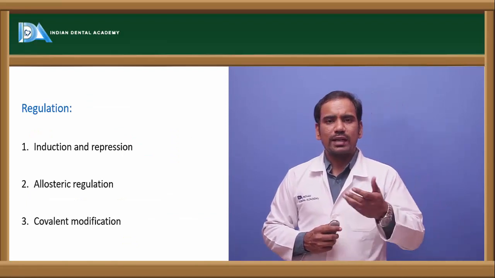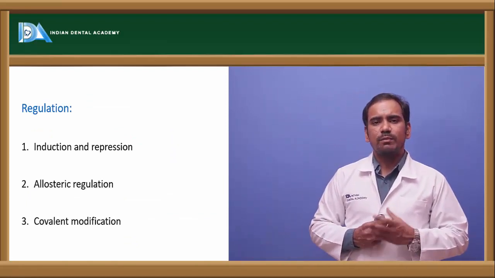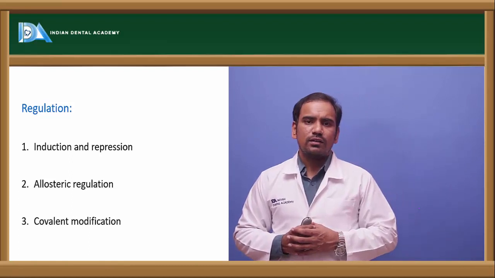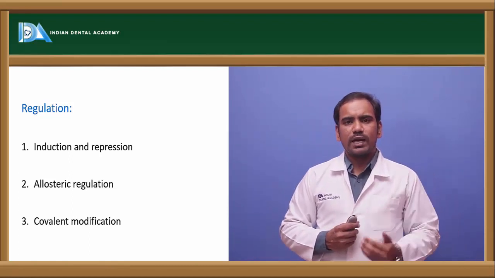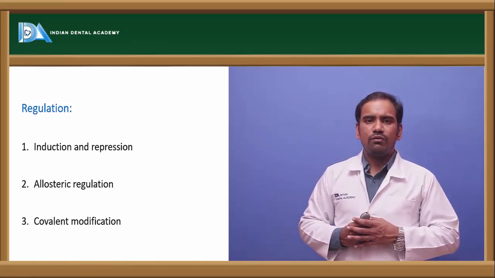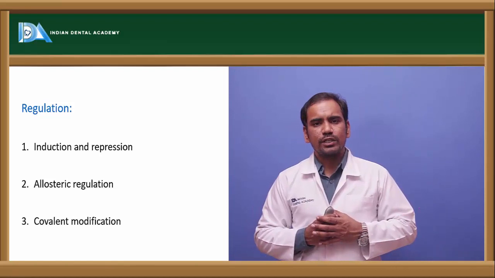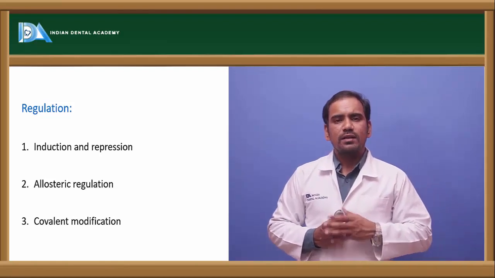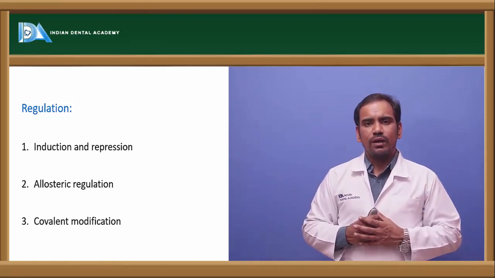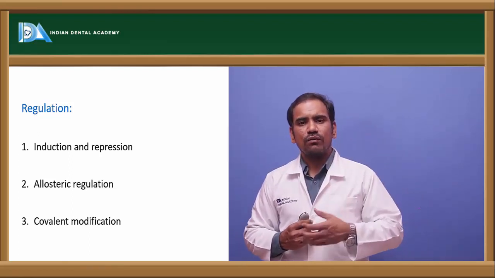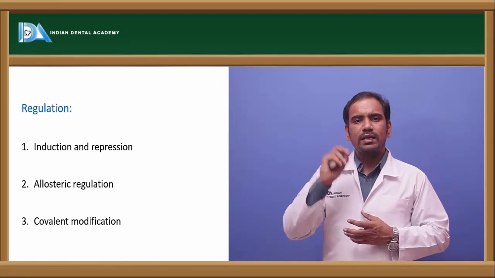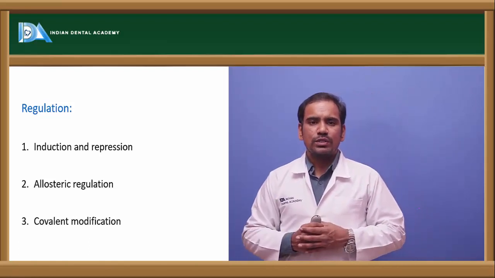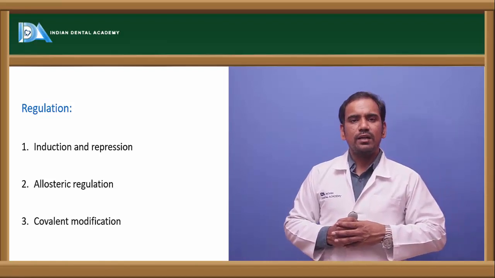Coming to regulation, how is glycolysis regulated? Glycolysis is regulated by three mechanisms: induction and repression, allosteric regulation, and covalent modification. These three mechanisms regulate the rate of glycolysis. Coming to the first one, induction and repression. Whenever the concentration of glucose in the blood is high, insulin is secreted from the pancreas. That insulin activates all the key enzymes of glycolysis. It increases the synthesis of key enzymes by increasing the activity of genes which code for the corresponding proteins. This type of regulation which occurs at the gene level is called induction and repression.